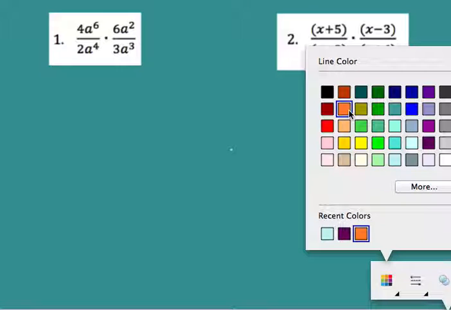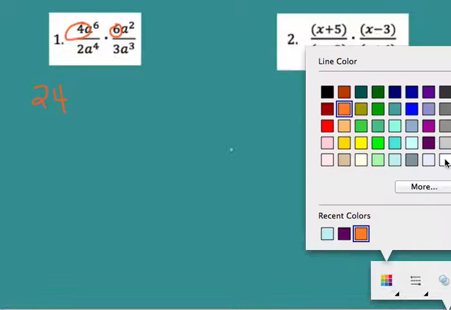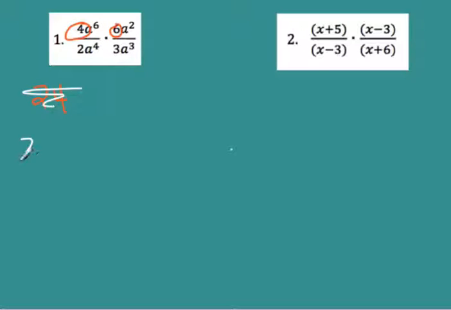So what I'm going to do first is multiply across the top. I'm going to take 4 times 6, which is 24, a to the 6 times a squared. When you add those together, remember you add exponents when you multiply things of like bases. So you're going to get 24a to the 8th. Then you're going to divide by 2 times 3, which is 6.